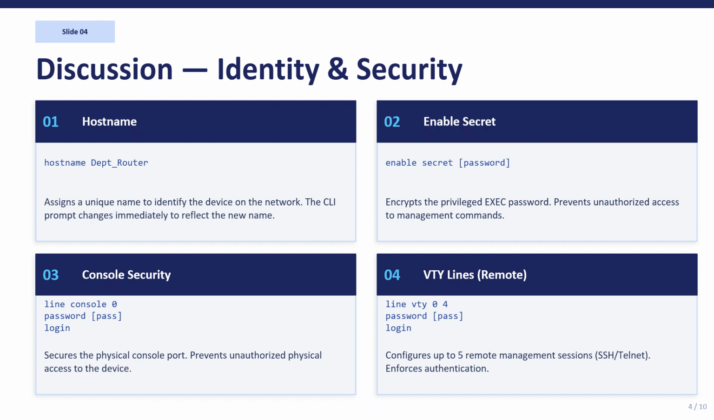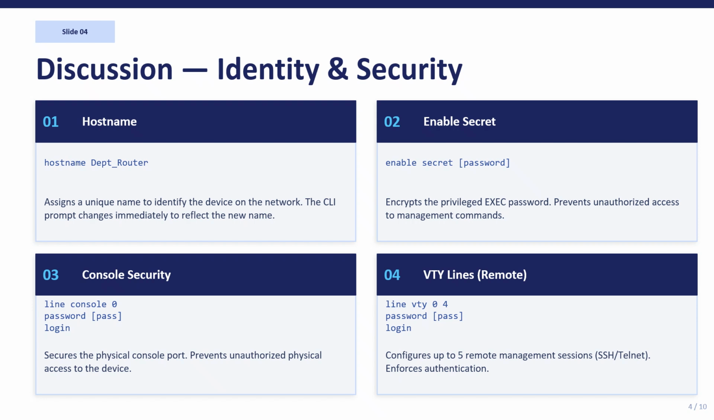The second one is we set an enable secret. That's the encrypted privileged EXEC password, which prevents unauthorized access to management commands, is stored in encrypted form, and protects the privileged EXEC mode. The third, console security. We must secure the physical console port to prevent unauthorized physical access to the device. We secure the console port with a password so that anyone with physical access to the device still needs credentials.